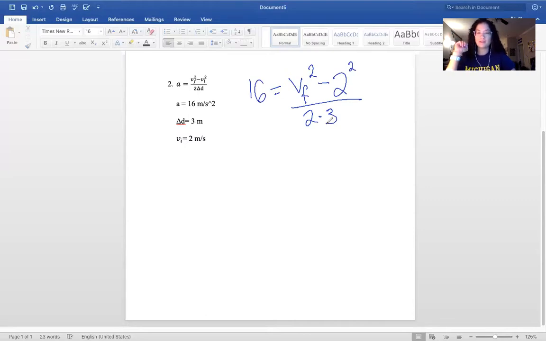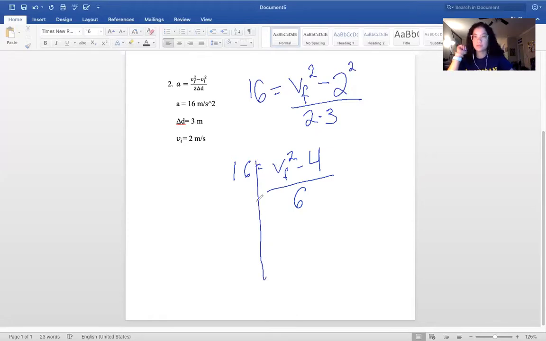Perfect. So step 1, we are just going to do whatever easy math we can. So for example, I see 2 times 3. I know I can do that. I know I can do 2 squared. Let's get it done and make this a little bit simpler. 16 equals VF squared minus 2 squared. 2 times 2 is 4 divided by 2 times 3 is 6. Okay, cool. Up next, trying to isolate my variable. I'm trying to get VF all by itself. So I have to start doing some inverse operations.